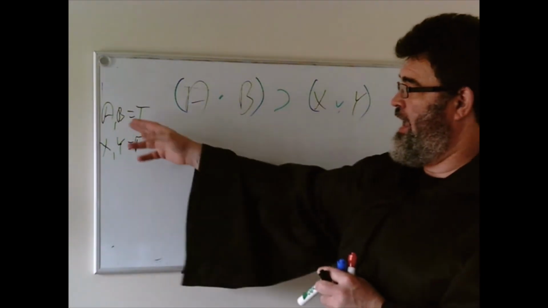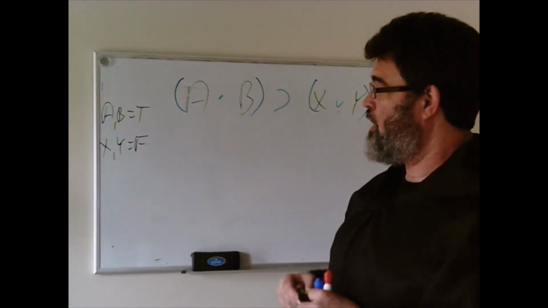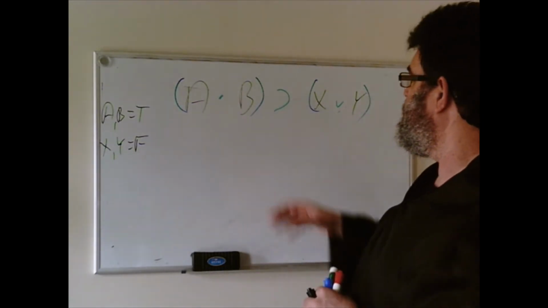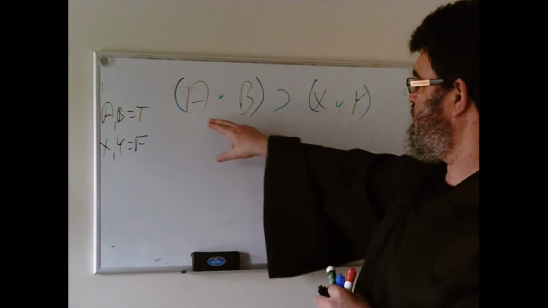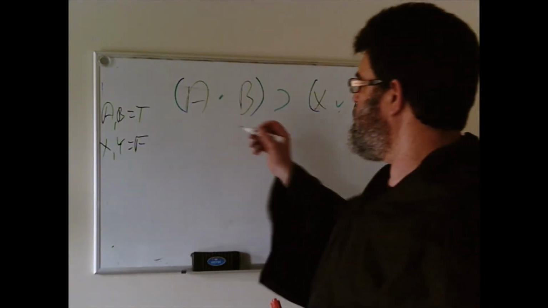I don't know what A and B actually mean or represent. I'm just told that they're true. Same with X and Y. I don't know anything about X and Y. I've just been told that they're false. So what I can do then is I can replace these letters with the truth values.